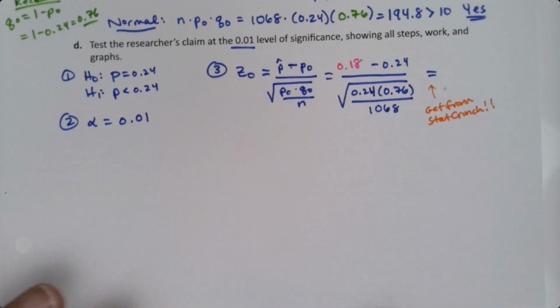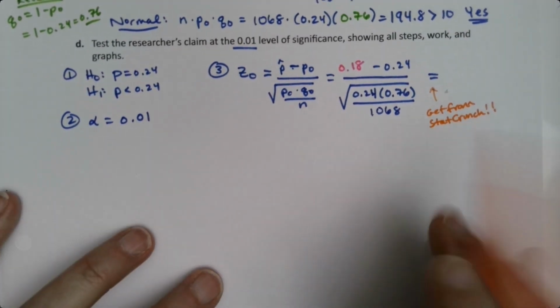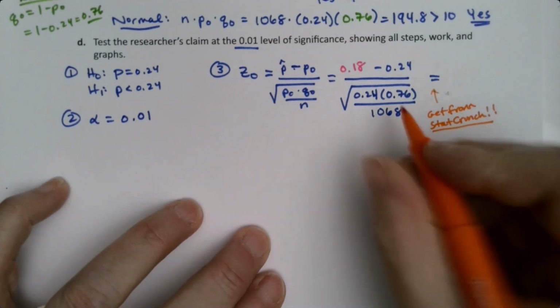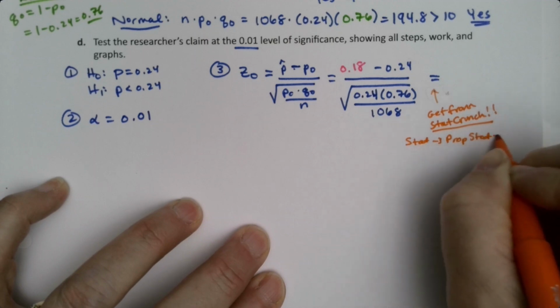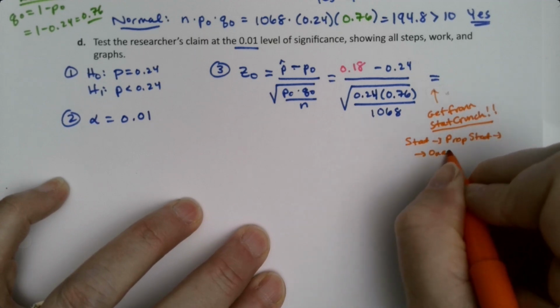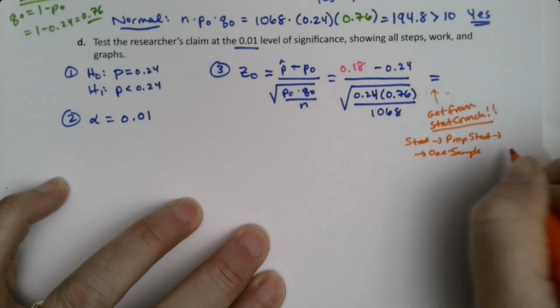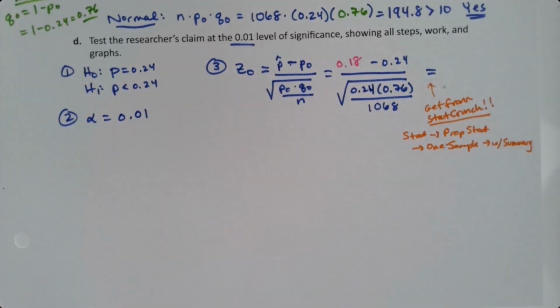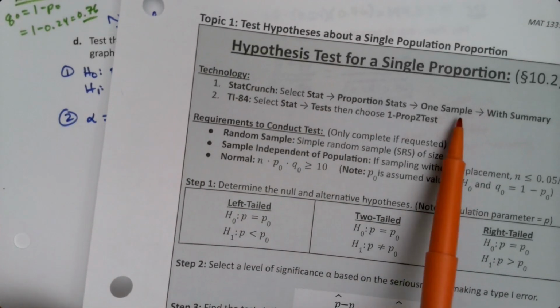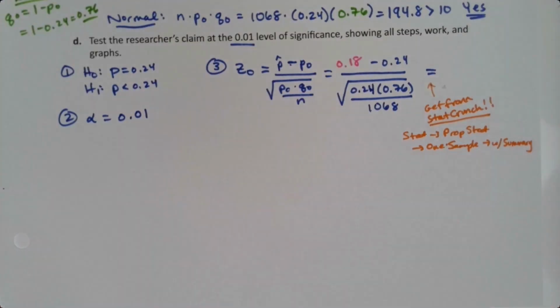Speaking of which, let's take a moment because we need to do some work here. The thing about StatCrunch, and we know the StatCrunch path, so we want to go Stat, Proportion Stat, One Sample, I'll put it over here, One Sample with Summary. I know that because it says so on the previous page where the instructions are, so I'm not making it up. I mean, I am, but right? It says so right here. Stat, Proportion Stat, One Sample with Summary. It's right there. Okay, now here's the thing. In order to get this to work, I'm going to need to have X. Let me show you what I mean.